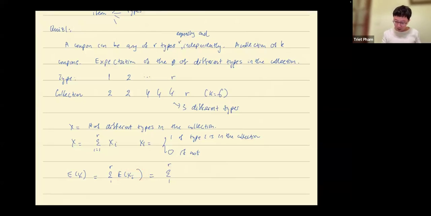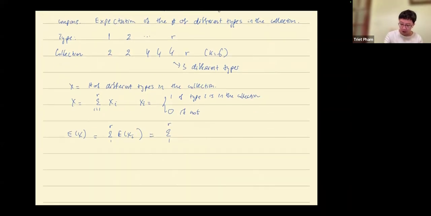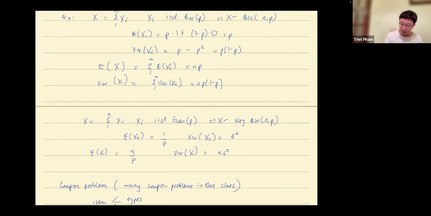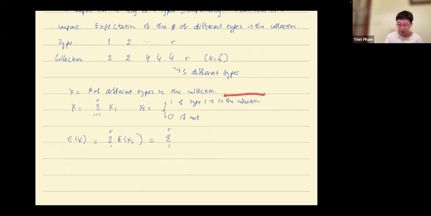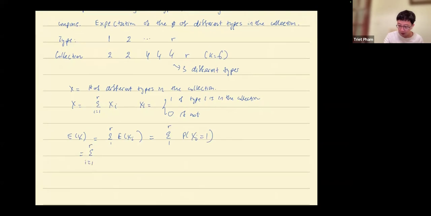Well, X_i is 1 if type i is in the collection. Maybe let me say this: when you have an indicator function like this, the expectation of an indicator function is exactly the probability that it takes value 1. A Bernoulli random variable or indicator function has an expectation exactly equal to the probability that it takes value 1, or basically the probability that the event it's indicating happens. So let's just write that down. It's going to be equal to 1 if type i is in the collection.